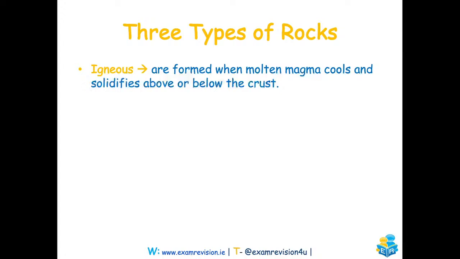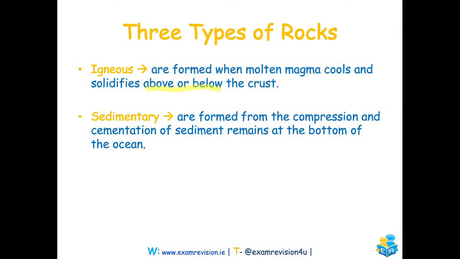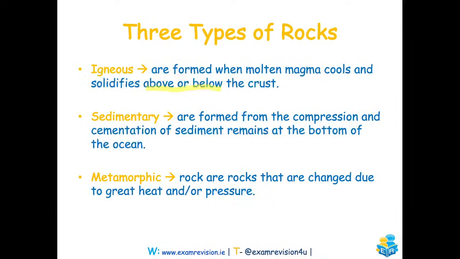Now we're going to look at a definition for each one. Igneous rocks are formed when molten magma cools and solidifies above or below the crust. We should know from Junior Cert geography that it's above or below the Earth's crust. Sedimentary rocks are formed through the compression and sedimentation of sediments at the bottom of the ocean. Basically, they're compacted, compressed and cemented together at the bottom of the ocean. And then we've got metamorphic rocks, and these rocks have changed due to great heat and/or pressure.